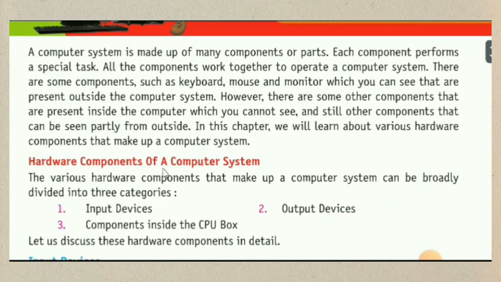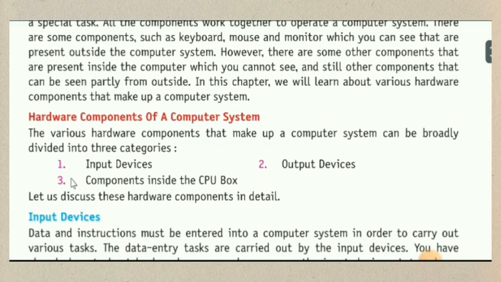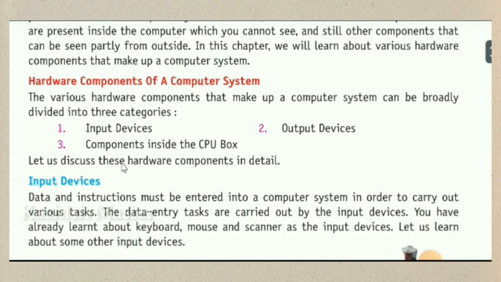Hardware components of a computer system. The various hardware components that make up a computer system can be broadly divided into three categories. Point number one, input devices. Point number two, output devices. And point number three, components inside the CPU box. Let us discuss these hardware components in detail.